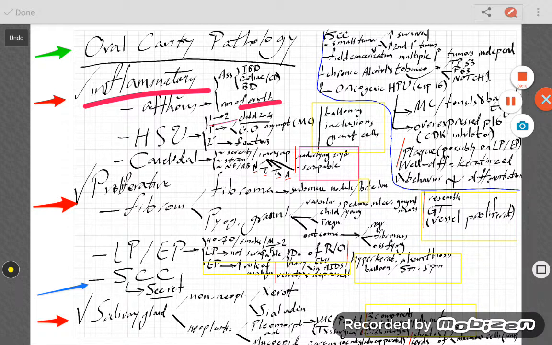And what is the morphologic appearance? It could include sheets or cords of squamous or mucous cells or intermediate cells, and mucous cells are mucin positive in histological staining. Thank you. This finishes our oral cavity pathology.